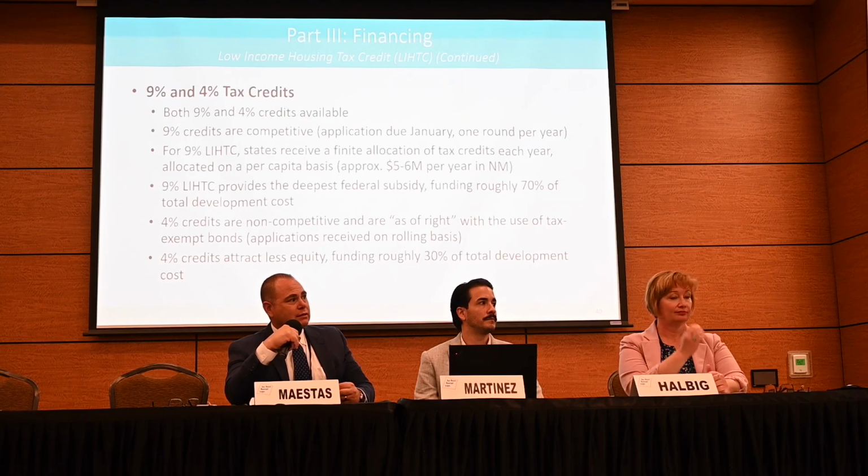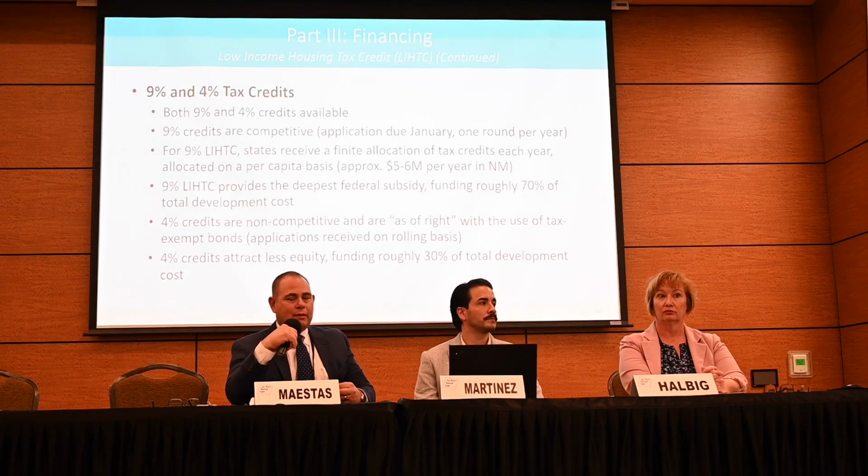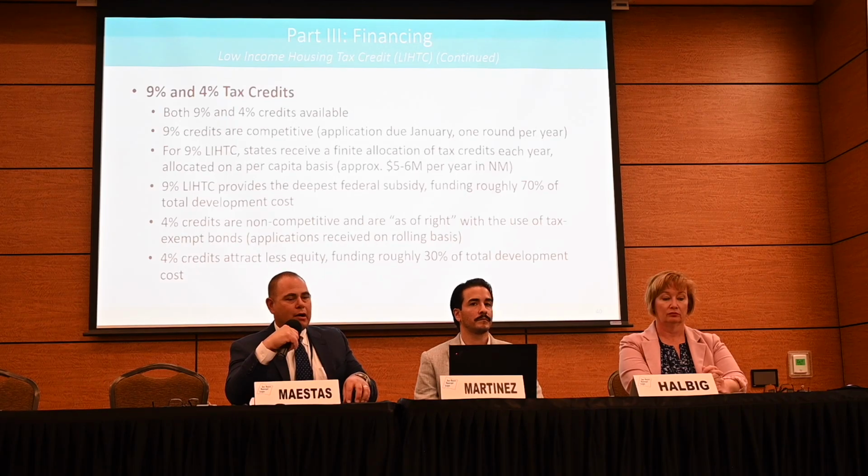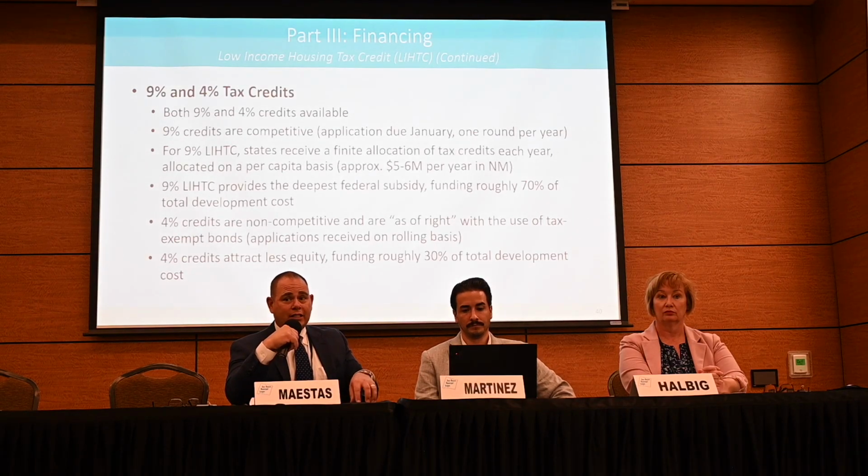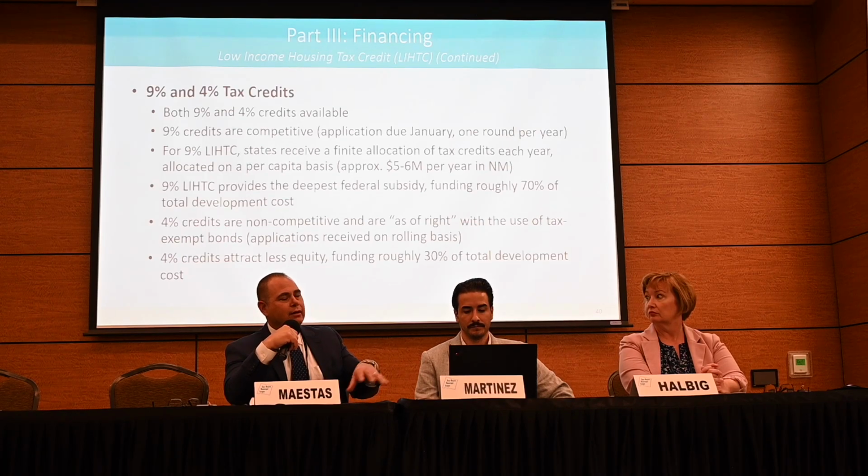The 4% are non-competitive. They're what we call as of right with the use of tax-exempt bonds. So if a project goes to the State Board of Finance and they're approved bond cap for the private activity bonds, the 4% LIHTCs are as of right. They come along with that. Now MFA does do a review of the application before it goes to State Board of Finance to make sure the project's feasible, but non-competitive, so a little easier to get.